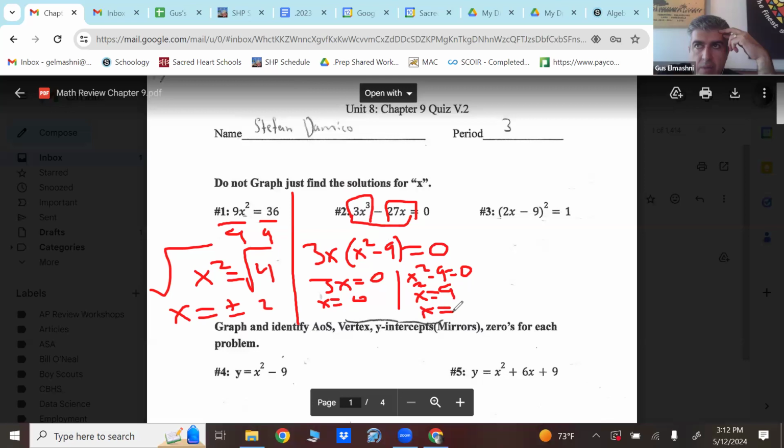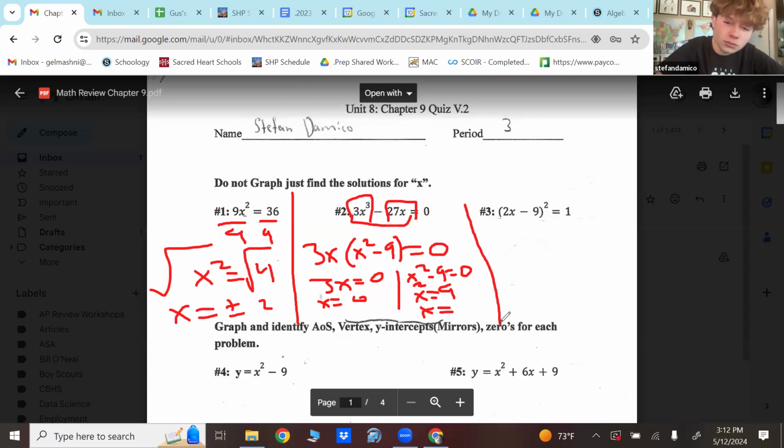If x squared equals 9, what can make that true? What numbers make that true? For x squared to be 9, 3 or -3. Do not forget about that negative.